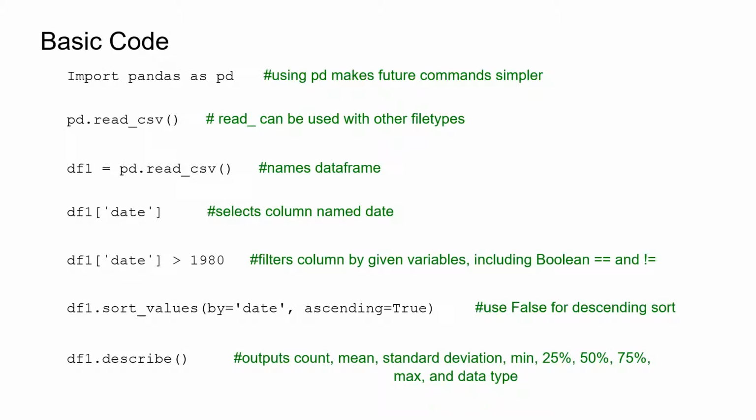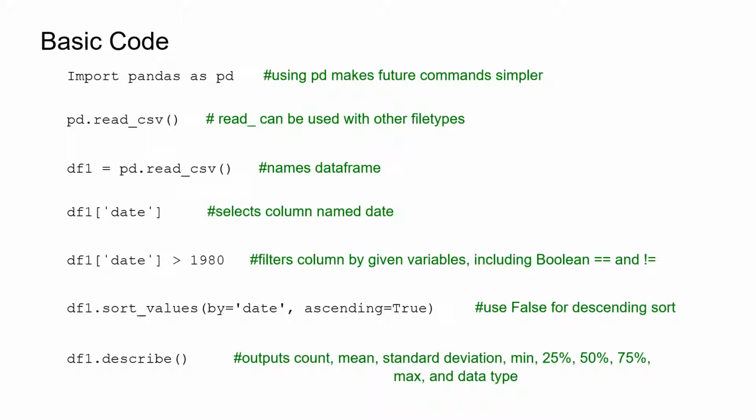Here are some basic examples of programming using Pandas. First, you import the library and name it pd to make future commands simpler. Next, we use pd.read_file to import our file. Then we can name this file. I've named it df1 for data frame 1. And from there, we can use df1 to select a column.